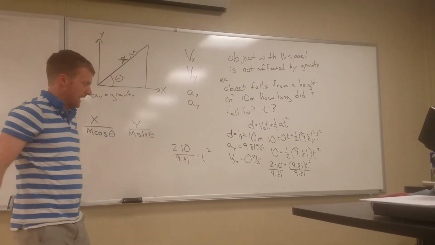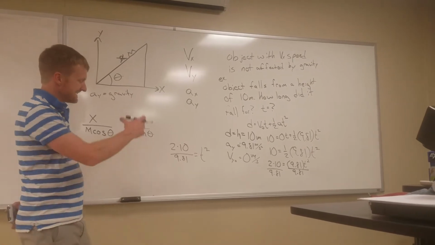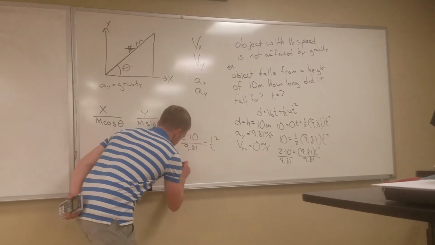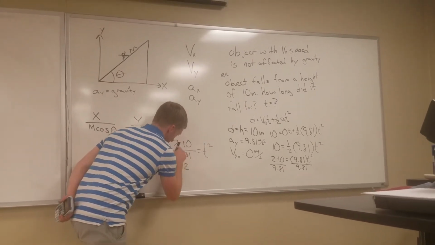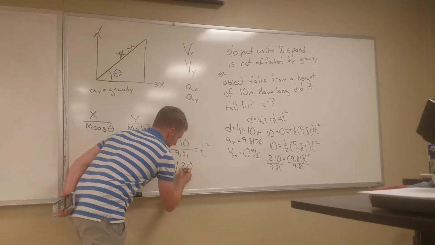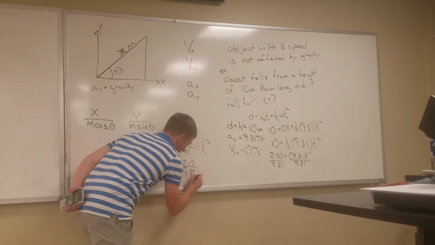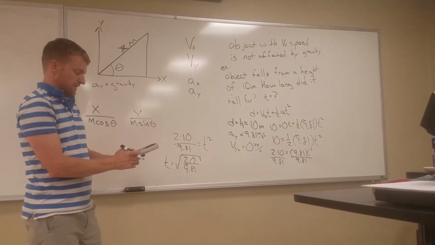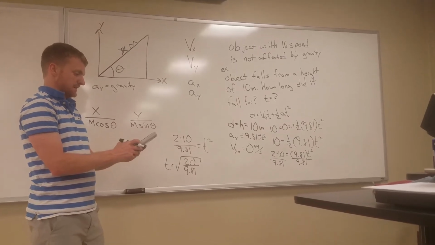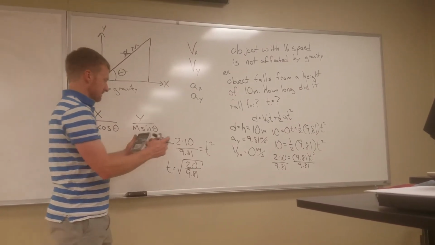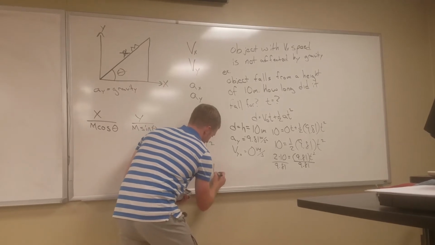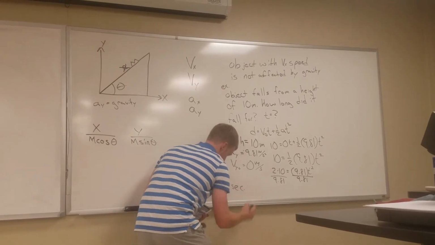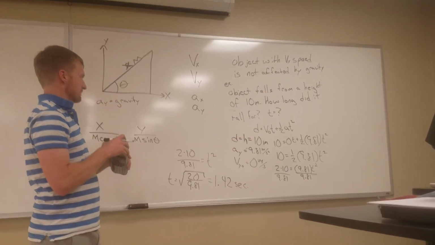Now, how do you get that t to just say t instead of t squared? Very good, you take the square root. T is equal to the square root of, I'm just going to multiply those two together, 20 divided by 9.81. The square root of 20 divided by 9.81, and you get a time of 1.42 seconds.